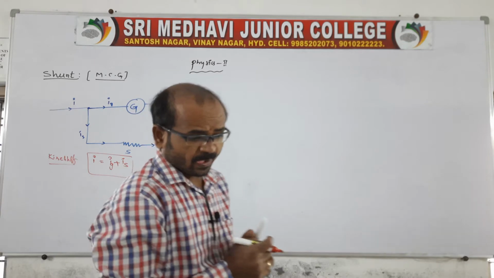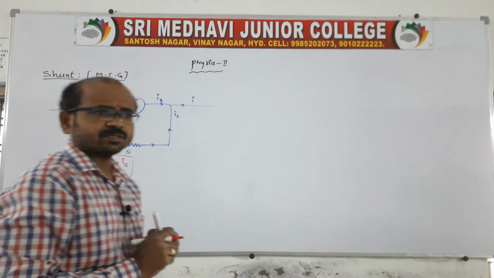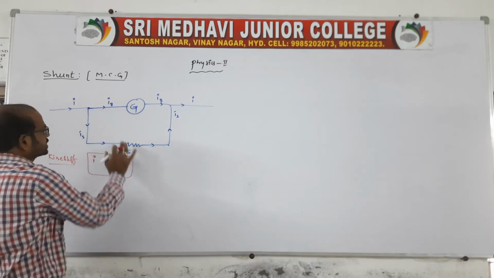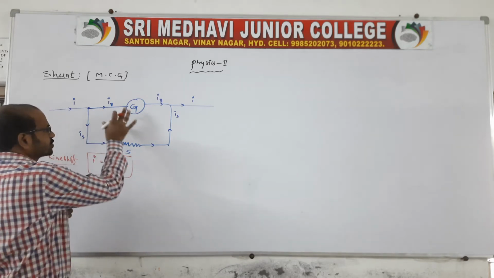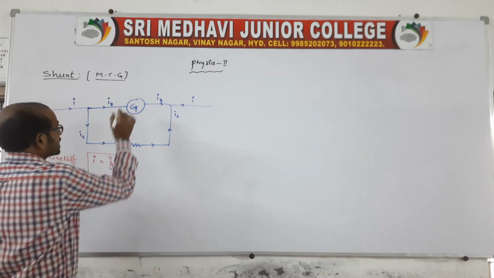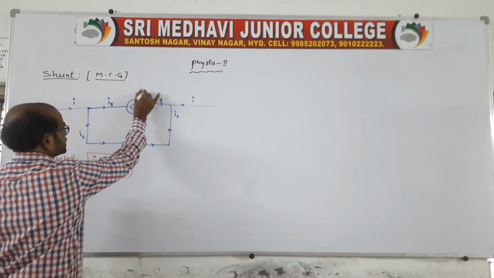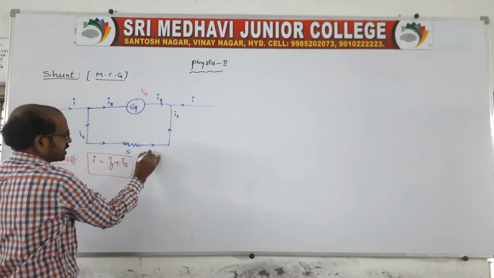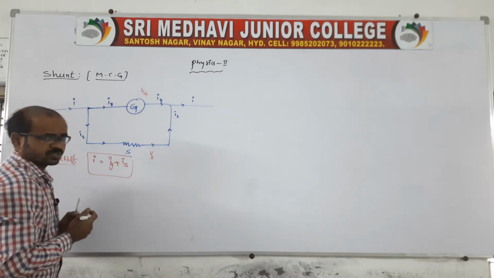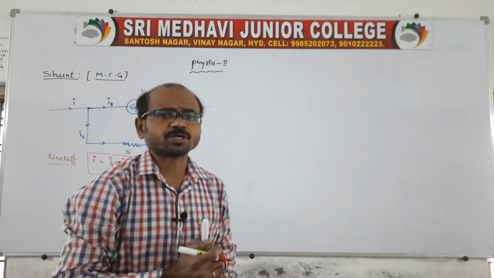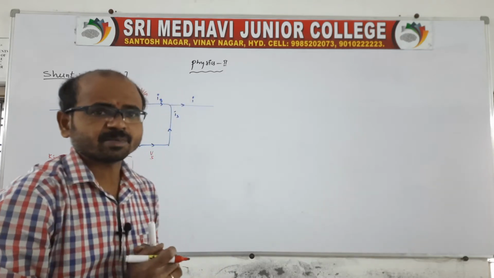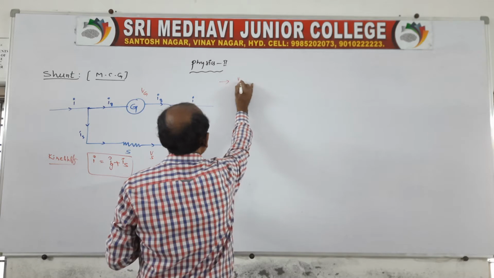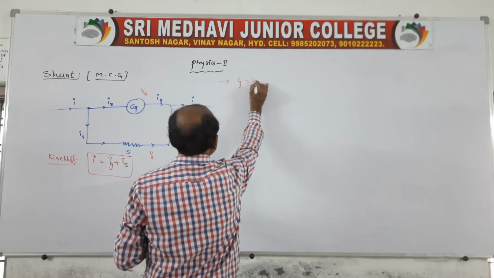Now, in a parallel combination, different currents flow through the different resistors, whereas the potential differences are the same. That is, the potential difference of the galvanometer is Vg and of the shunt is Vs. These two are equal because the potential difference is the same in a parallel combination. So we can write Vg is equal to Vs.